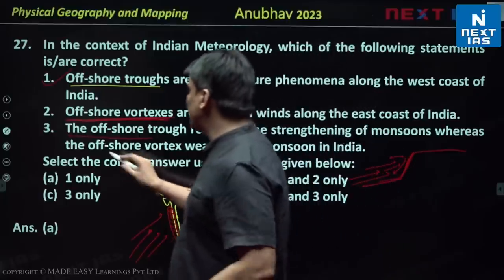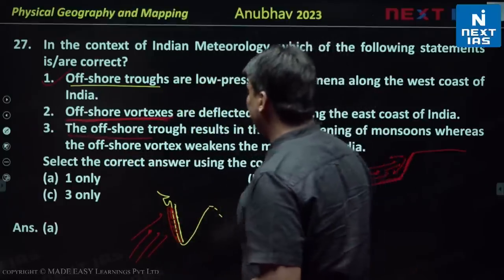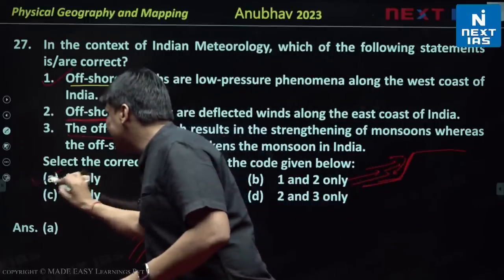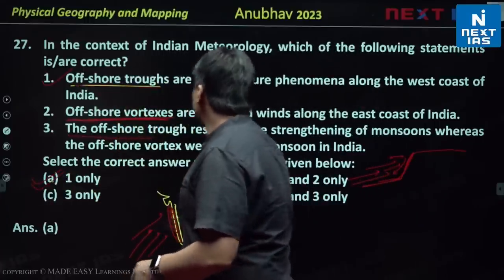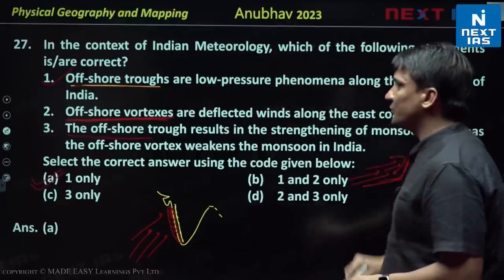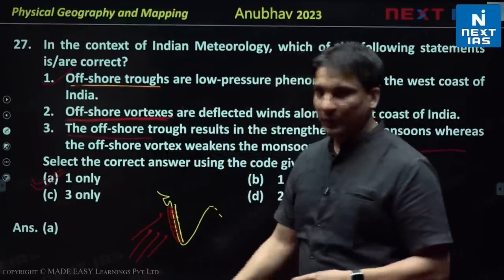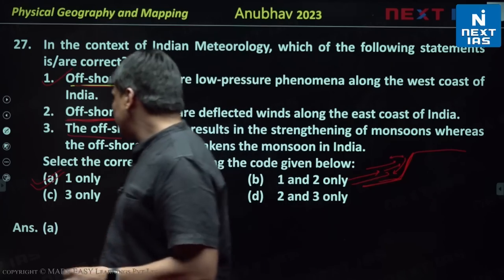So the third statement is incorrect. So only the first statement is correct, that is, offshore troughs are low pressure phenomena along the western coast of India. The second and third statements both are incorrect. Okay. So A is the answer.